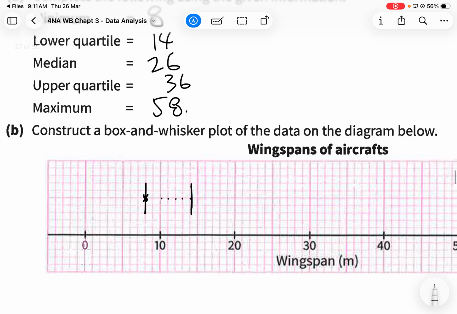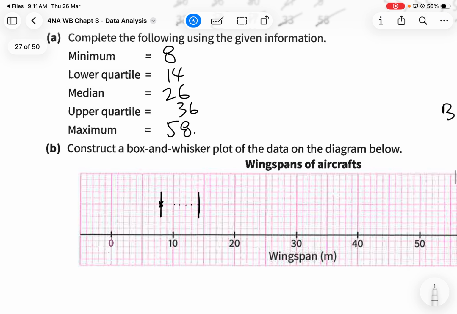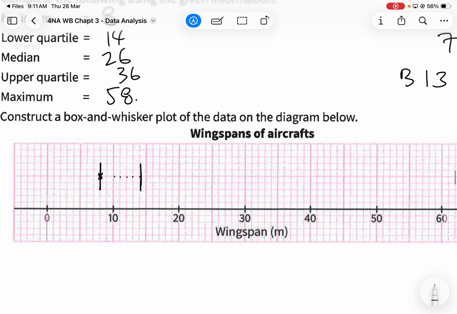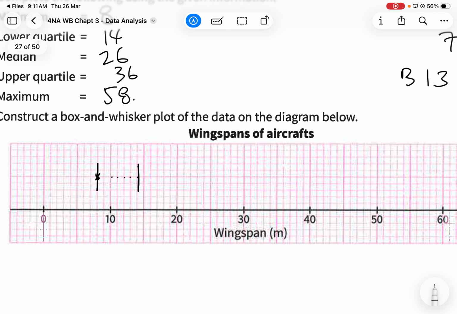Okay? You can draw bigger, fatter, up to you. Then the next one, median is at 26. So I go to 26. Draw another straight line. Okay?